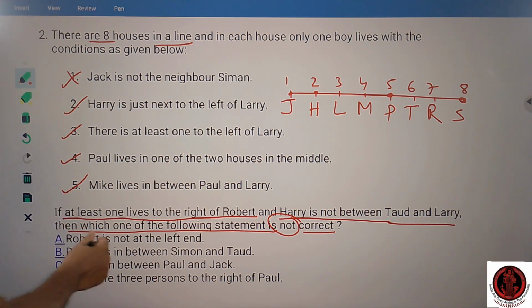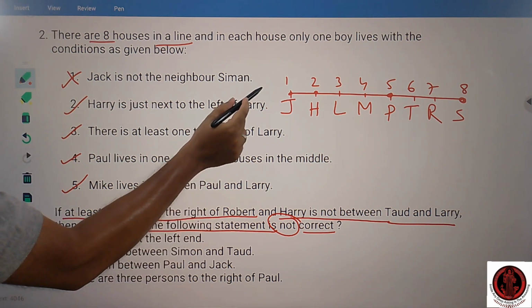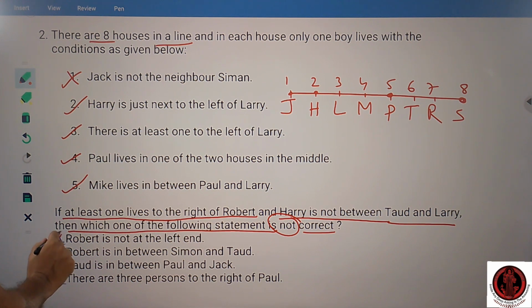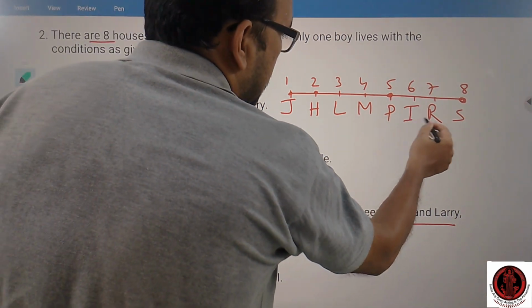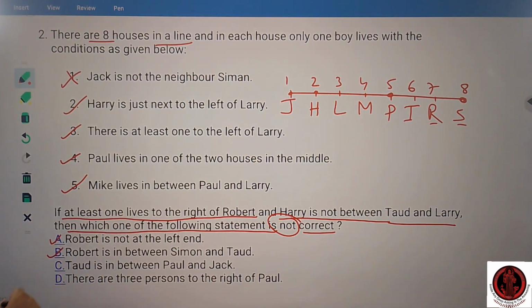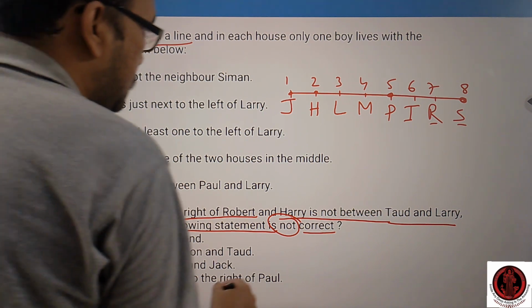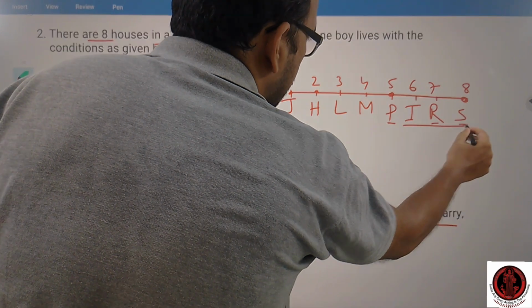So Robert is not at the left end. This is basically a correct statement. Robert is in between Simon and Todd. This is also a correct statement. Now option D, three persons are to the right of Paul. Right of Paul, three persons are there.